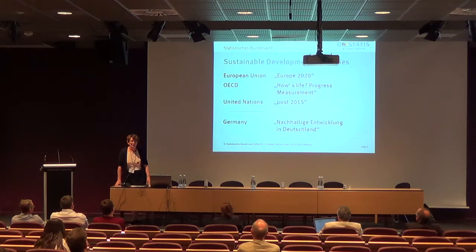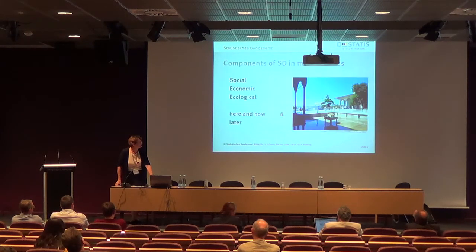First of all, at the level of the European Union, there is Europe 2020. It starts in 2010, and everything is in line with that strategy. Then we have the OECD, How's Life, progress and measurement, and at United Nations level there are the Millennium Development Goals. They are now under construction, and it's called Post-2015. And in Germany we have a so-called sustainable strategy. It has a long tradition in Germany.